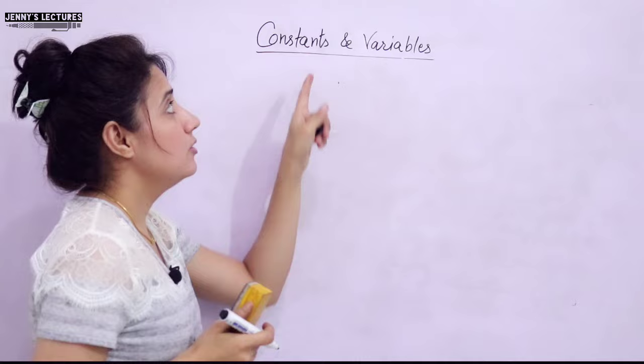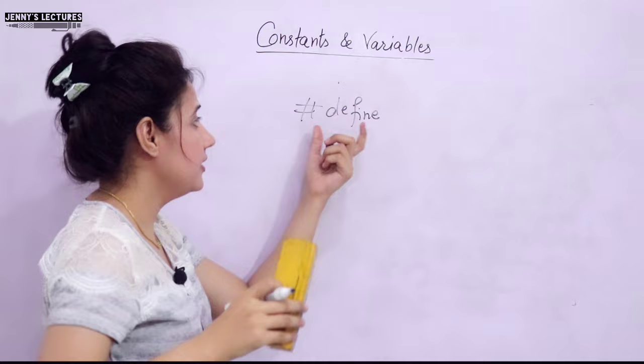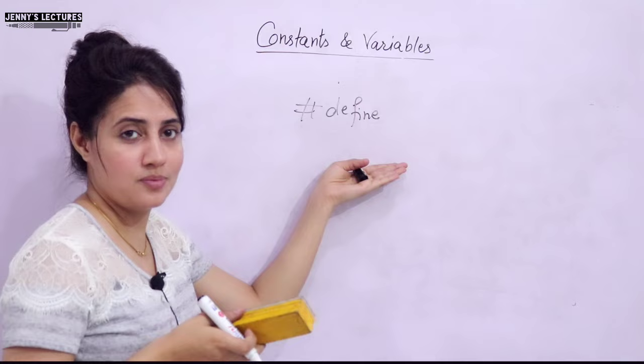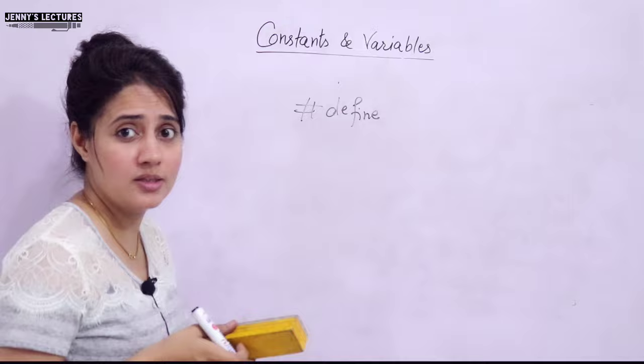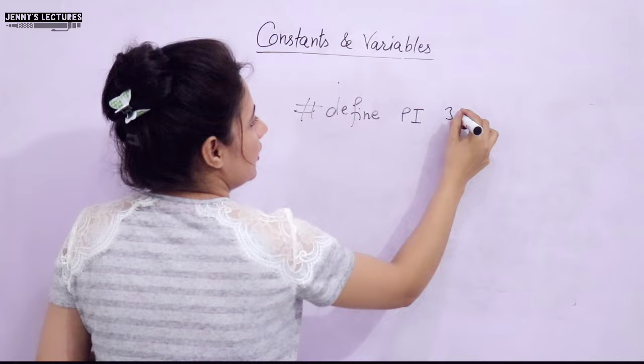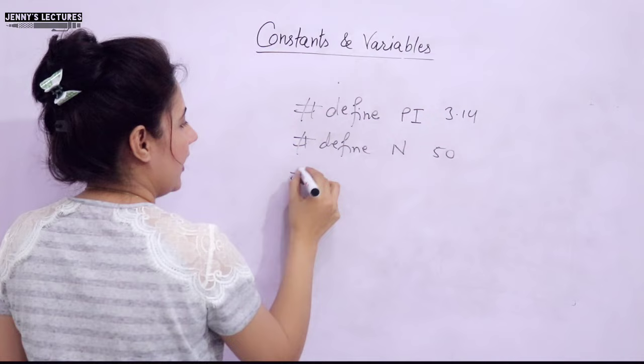Now let's see the second method to define a constant. The second method is to use the hash define macro line. You can write this line anywhere in your program. Generally we write it just after the header files, right? This is the correct location to use hash define type of things. Otherwise you can use it anywhere in the program. It's not a rule, it's not compulsory that you have to define it after the header file only. Hash define, then the name of the constant. I'm taking, suppose, pi 3.14, that's it. Or hash define any name of the variable like n 50, or hash define max 100, right?